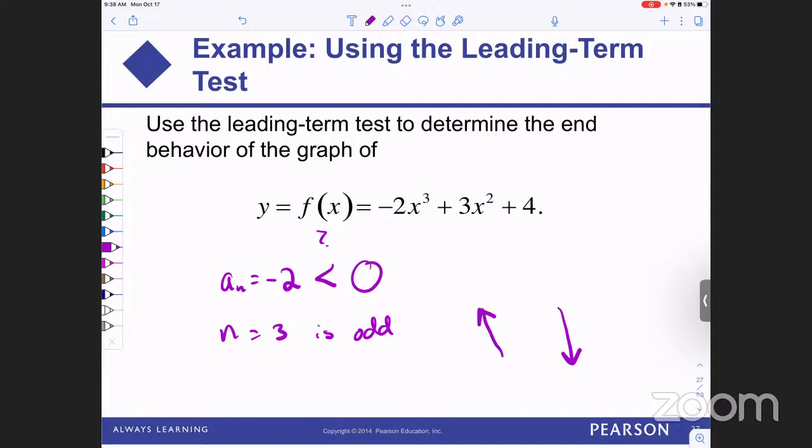So down to the right, up to the left. This doesn't tell us about anything in the middle. It just says as x goes off to positive infinity, y goes to negative infinity. As x goes to negative infinity, y goes to positive infinity. Right? That's all it tells us, the long-term behavior. And you can verify this if you looked at the graph. You'll see it should go down to the right and up to the left.